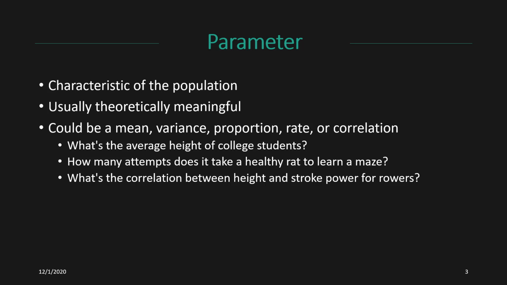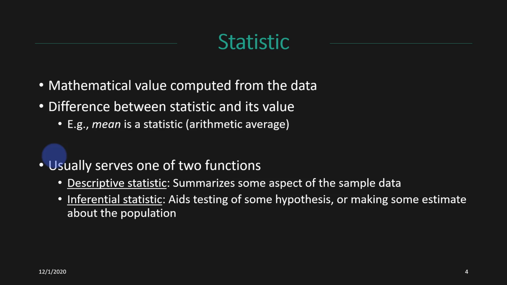So for example, what's the average height of college students? How many attempts does it take a healthy rat to learn a maze? What's the correlation between height and stroke power for rowers? These would all be empirical research questions where we're going to take a sample of individuals and make some generalization from the sample back to the population. And that's the inference, because we infer that what we observe in the sample is going to hold for the population.